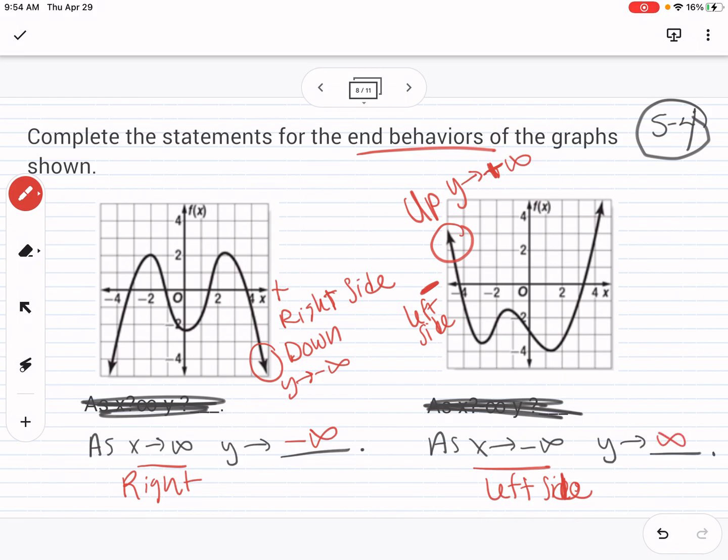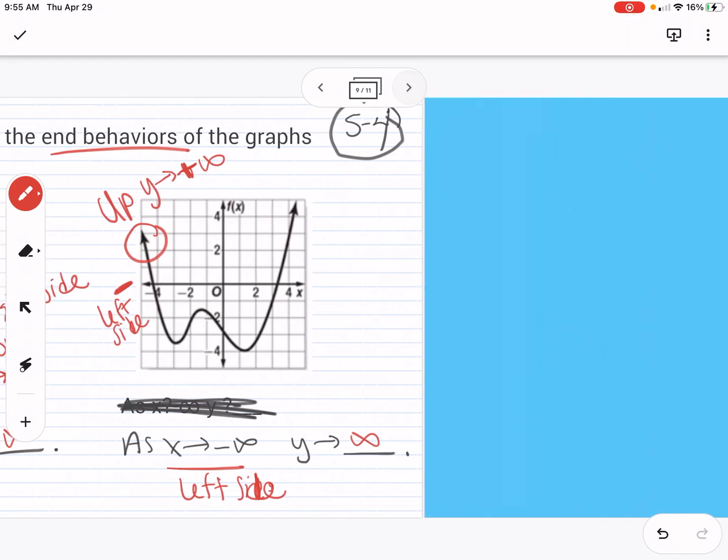When they're talking about x, they're telling you what side to look at. If x is approaching negative infinity, your x-axis is negative on the left, so you look at the left side of the graph. If x is approaching positive infinity, your x-axis is positive on the right, so you look at the right side of the graph. And for y, you're looking at that end and seeing if it's going up or down. Up would be positive infinity, down would be negative infinity.